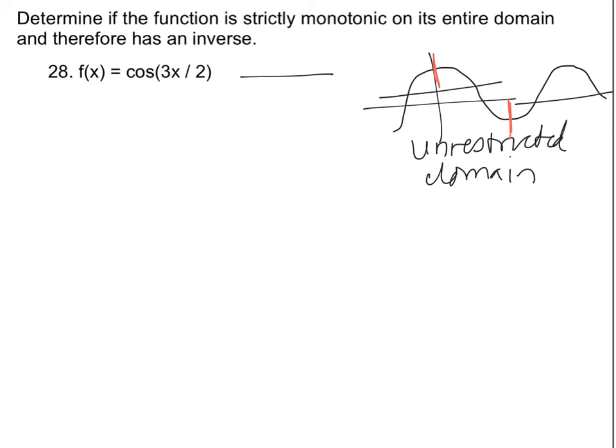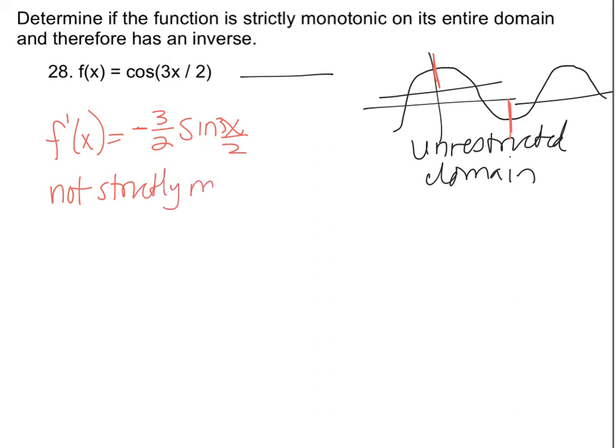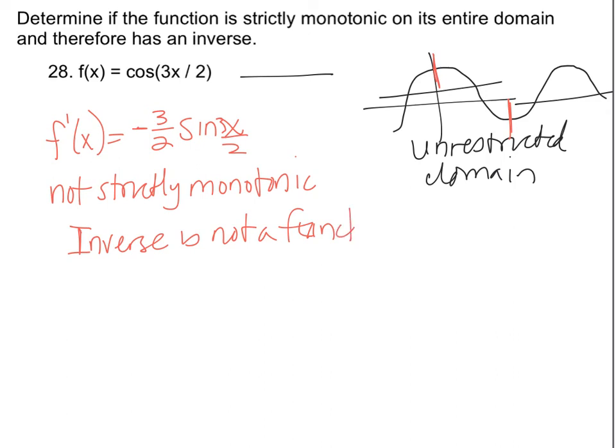But since this is unrestricted, and you can see that if you take the derivative of this function, you're going to end up with a sine function, the negative sine function, 3/2 sine of 3x over 2, sorry. And you can see that even if it's sine, it's still going to not be strictly increasing or decreasing. So it is not strictly monotonic, not increasing or decreasing over its entire domain. And so the inverse is not a function. So it has an inverse, but the inverse is not a function.